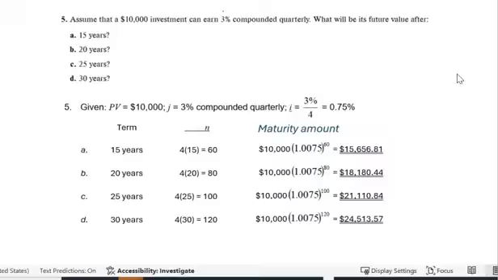Multiply that by the 15 years. So for the first one, n is 60. So we know that the exponent is 60. So now if you take your calculator, what we want to calculate is what's shown on your screen: 10,000, and then in brackets 1.0075, because we turned the interest rate into a decimal, so we had to add 2 zeros, and then it's exponent 60.